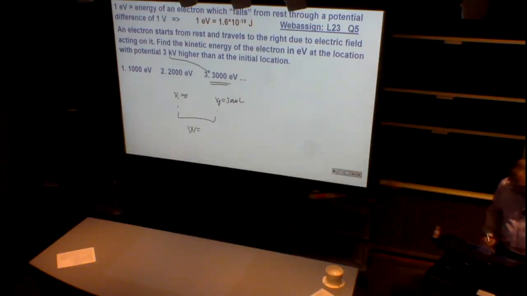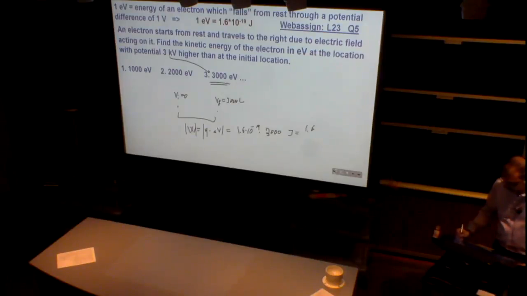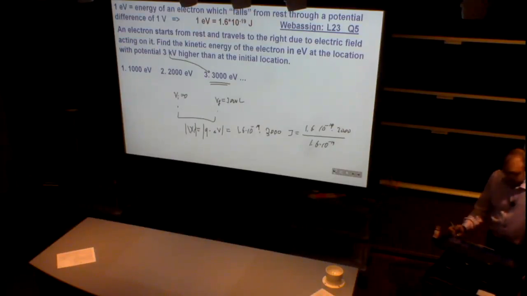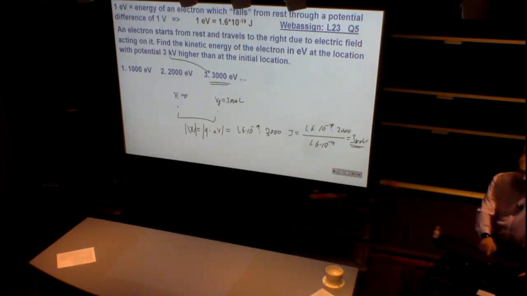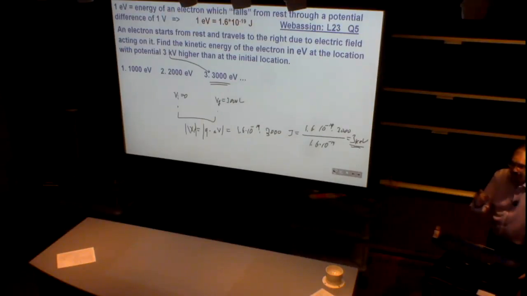We, of course, could calculate work. Well, let's say magnitude, we know it's going to be positive, it's accelerating. It could have been 1.6 times 10 to the negative 19 times 3000. That would be joules. But then to get back to electron volts, we would have to do 1.6 times 10 to the negative 19 times 3000 joules divided by 1.6 times 10 to the negative 19. So, of course, it's going to be 3000 electron volts. So, 3 kilo electron volts. That's why it's a convenient unit. If we know the voltage electron travels through, that voltage tells us the energy it gains in electron volts.